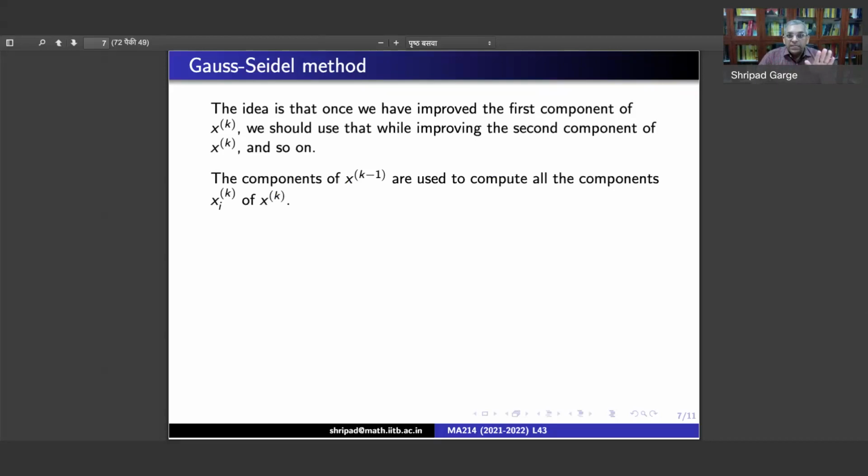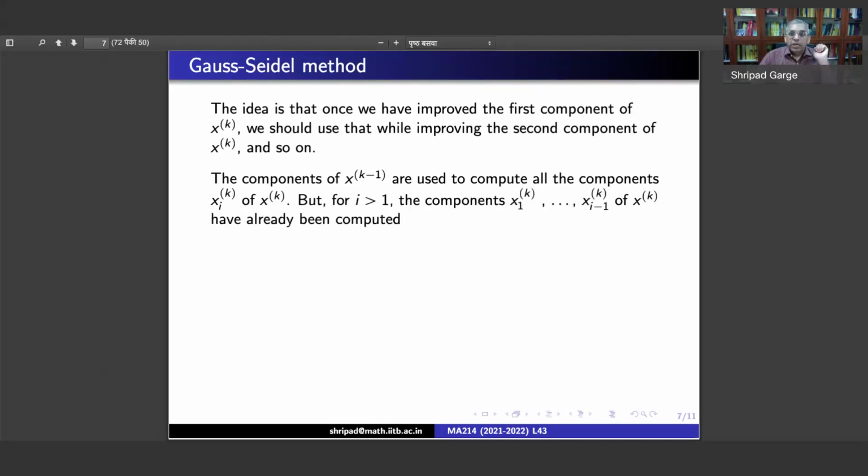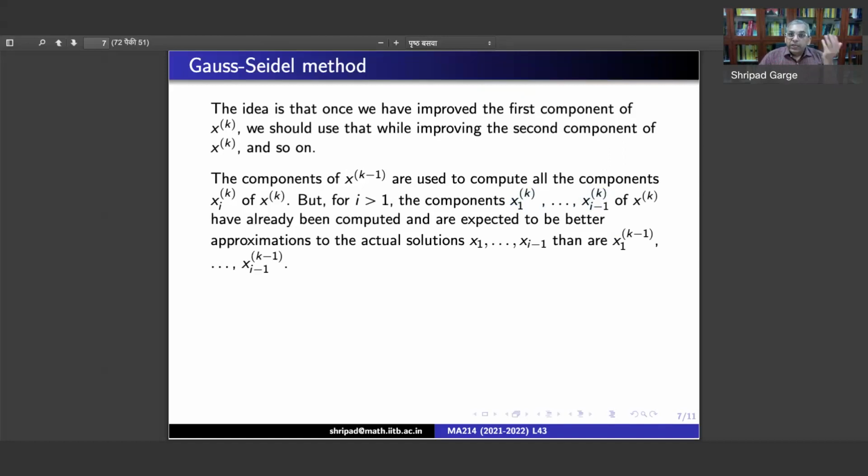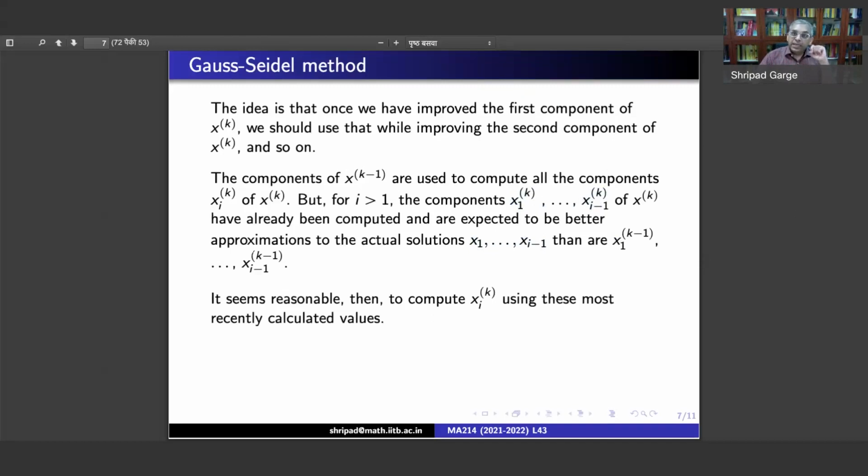The components of xk minus 1 are used to compute all components xik of xk. This is the Jacobi method. But already you have computed x1 up to xi minus 1 of the new approximation, and they are expected to be better than the k minus 1 approximation anyway. So for x1, x2, up to xi minus 1, being closer to the actual solutions, these are supposed to be better, the kth one. Then it is reasonable to compute xik using these most recently calculated values.